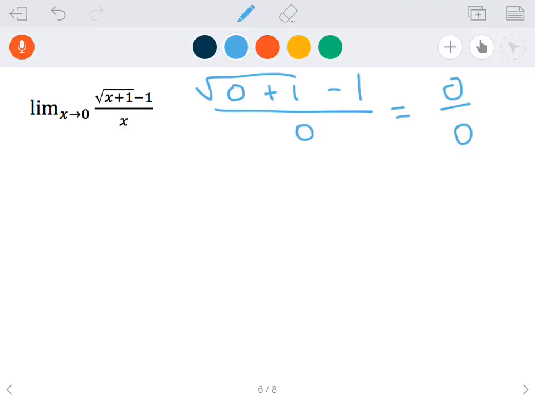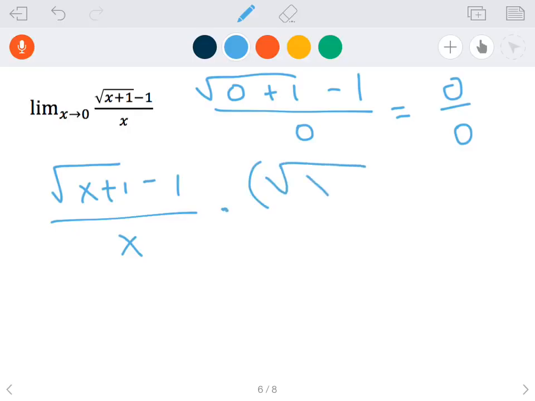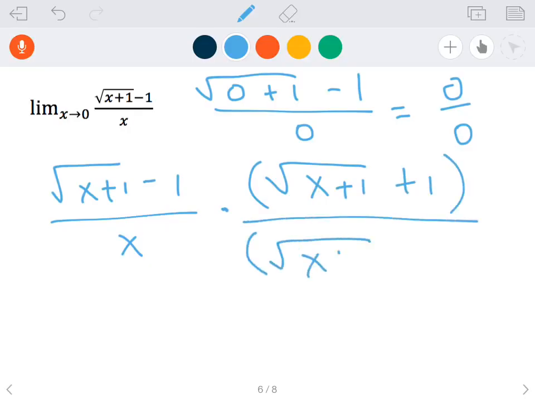Here's what I'm gonna do. I'm going to take the square root of x plus 1 minus 1 over x, and I'm going to multiply that by its conjugate, which is the square root of x plus 1 plus 1. If I multiply the top, I also have to multiply the bottom.